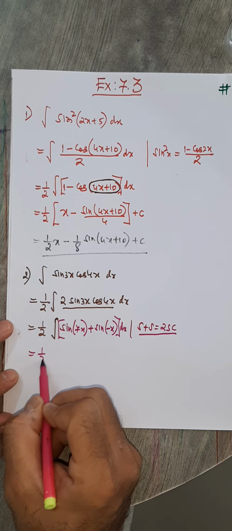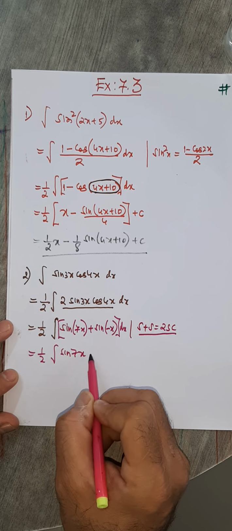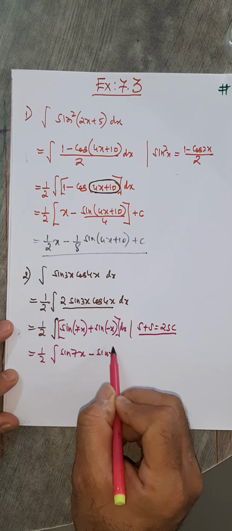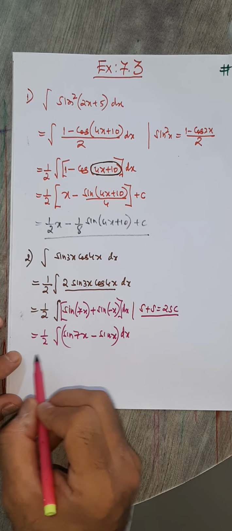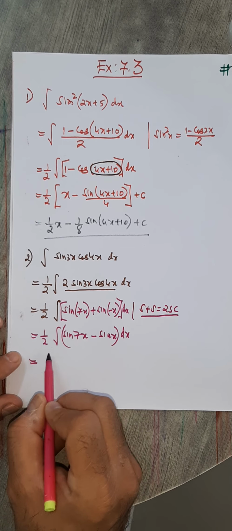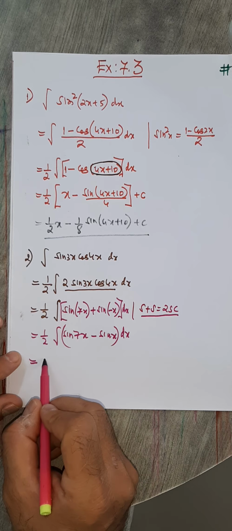Now one more step before I integrate. Here sine 7x as it is. Sine is an odd function, so this minus will come out, and then we'll integrate. Okay, now the final step, integration. Up to this it was trigonometry, remember. Integration would always be the last step.